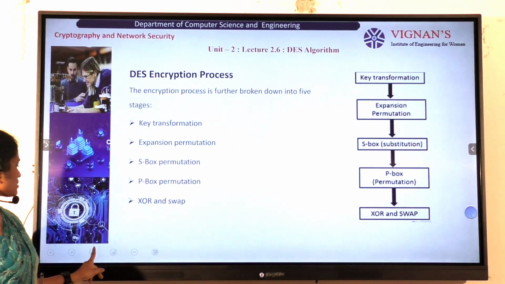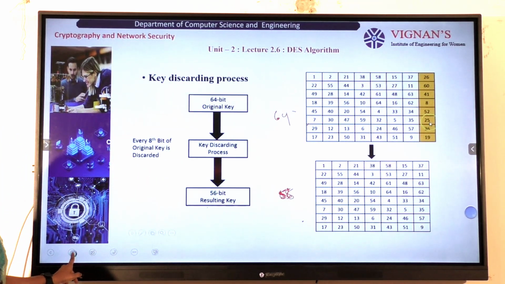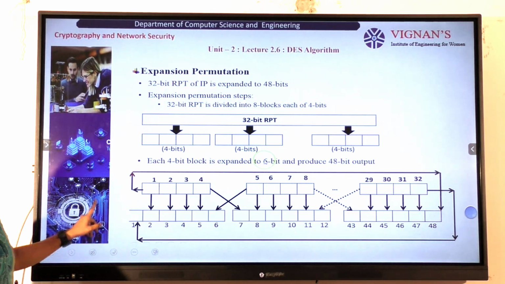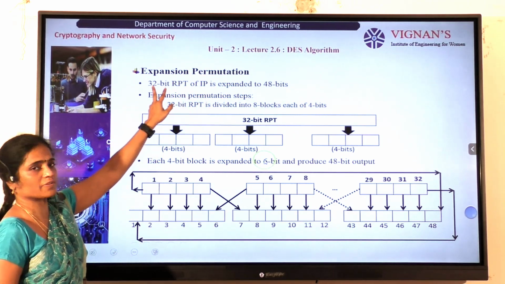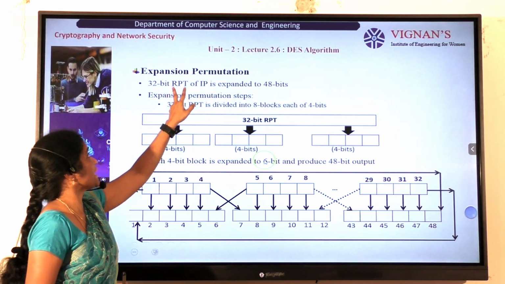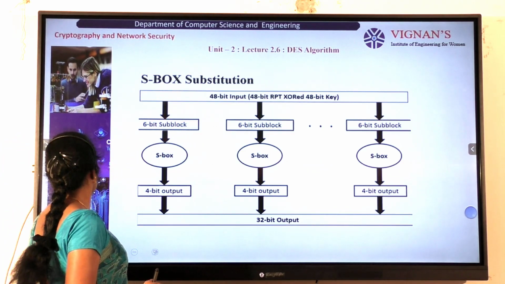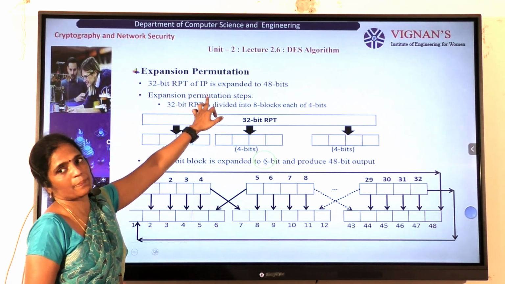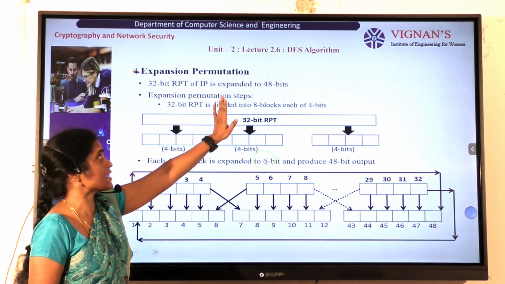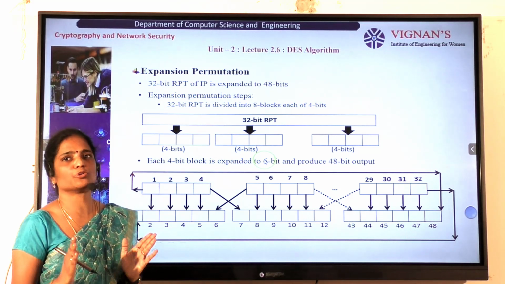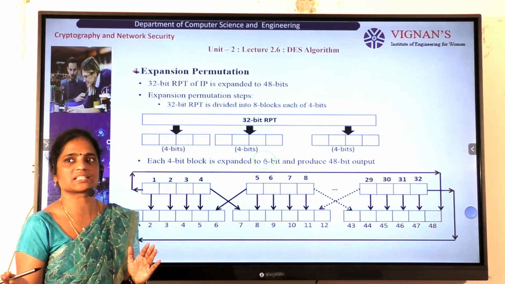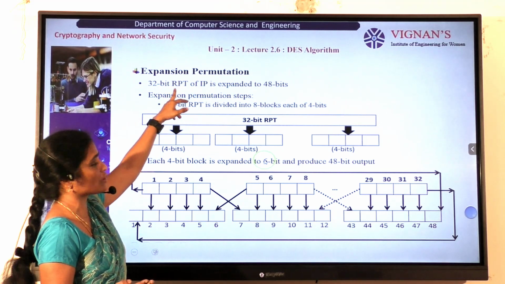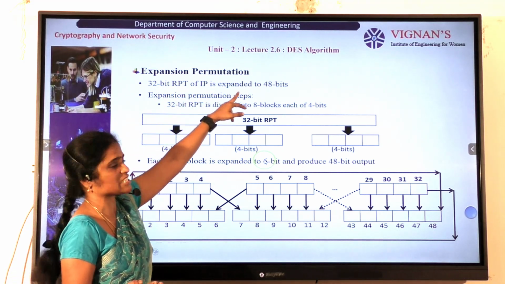In the expansion permutation, what is going on? See, in this expansion permutation, we take the 32-bit RPT of IP. IP means the initial permutation. In the initial permutation, we take the 64 bits of data into two halves, one is 32 bits, another one is 32 bits. So the 32-bit RPT of IP is expanded to 48.